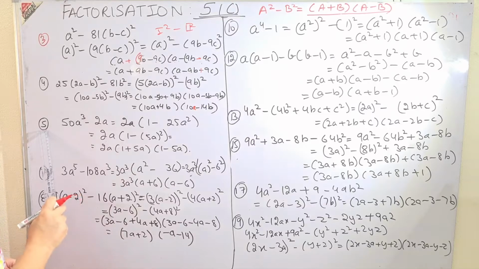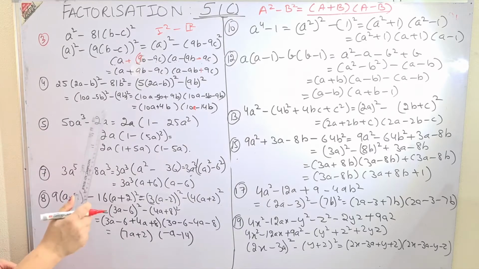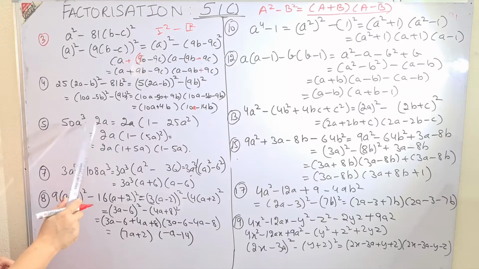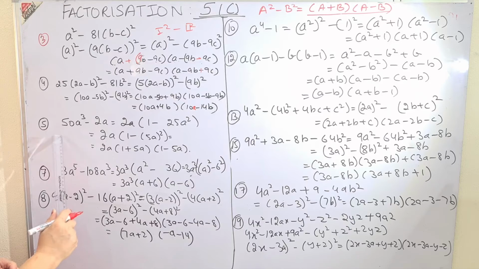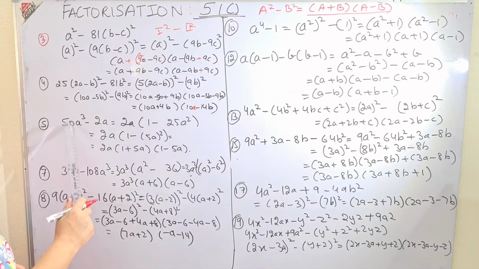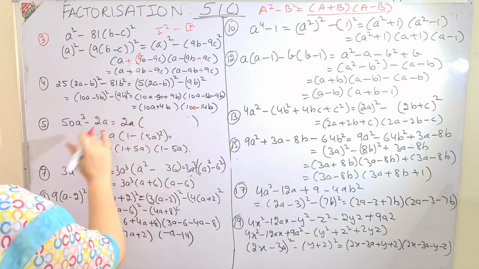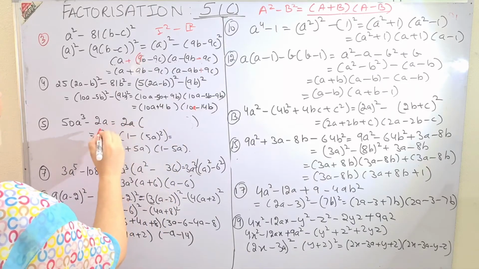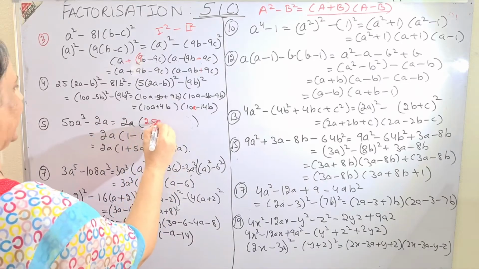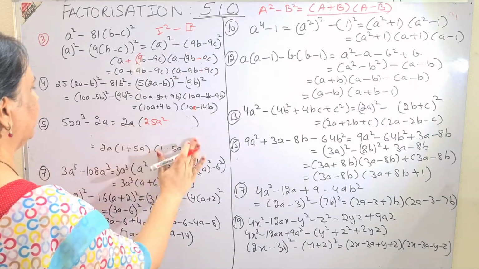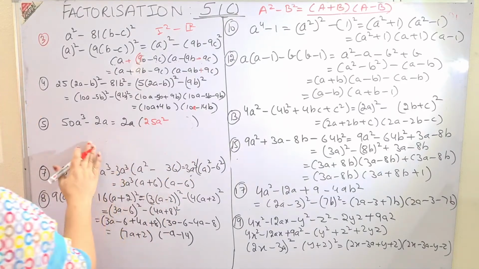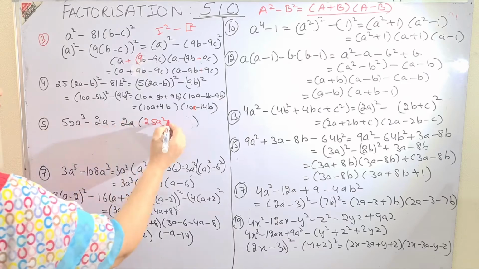Similarly, moving to the 5th sum, first get it in the form. See, I have a cube, but I need a square. And you know very well that in 50 and 2, 2 is also common. So I will take 2a common. Once I take 2a common, you are left with 25a square. 25, as I am writing with the red pen so that it is very clear to you, minus 1. So this will be, children, 2a.